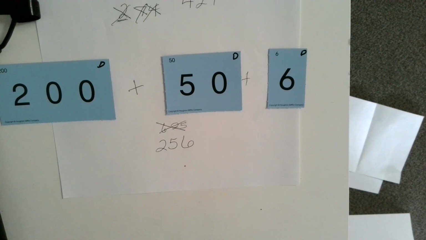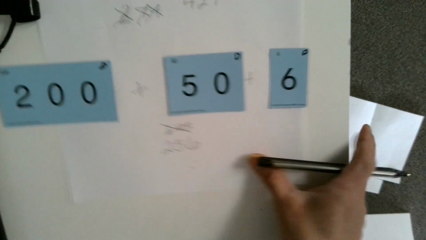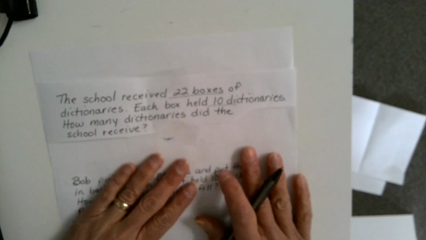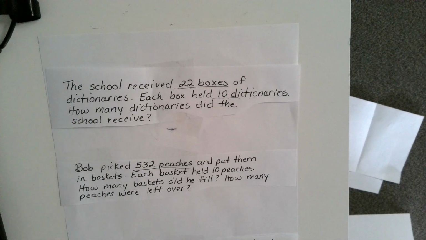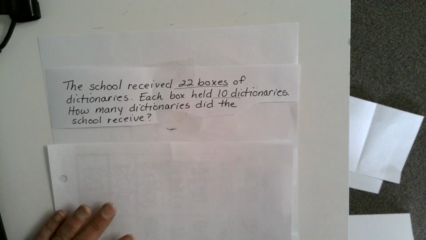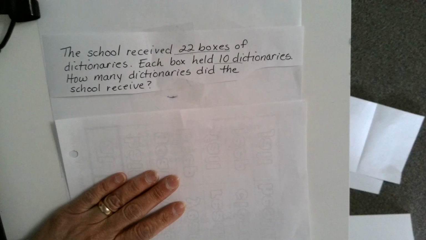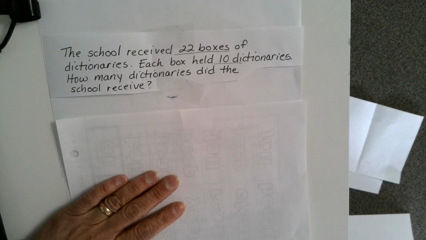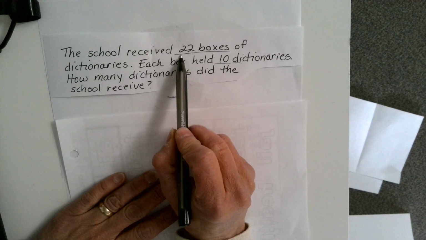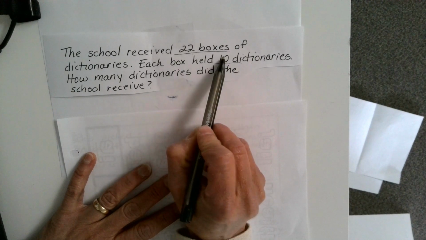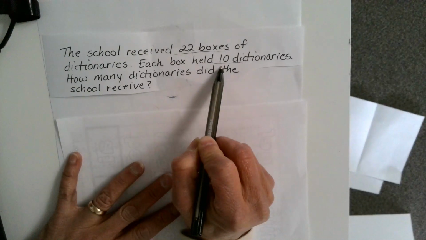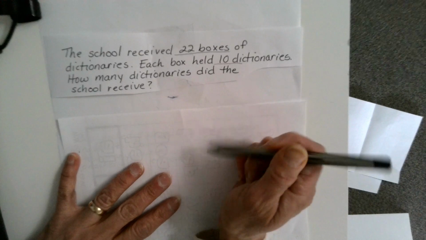Okay. The next part of your lesson today is going to be on problem solving. So we'll do a few of these as examples to help you with your problem solving. The first problem you're going to see is similar to this one. The school received 22 boxes of dictionaries. Each box held 10 dictionaries. How many dictionaries did the school receive? So I've underlined my important information. There are 22 boxes. Each box has 10 dictionaries. You want to be able to visualize that and then draw a picture.